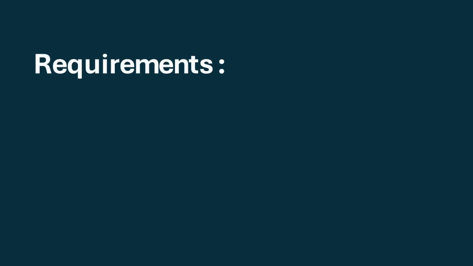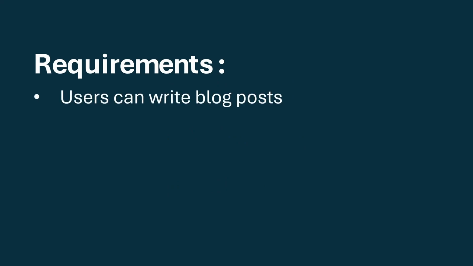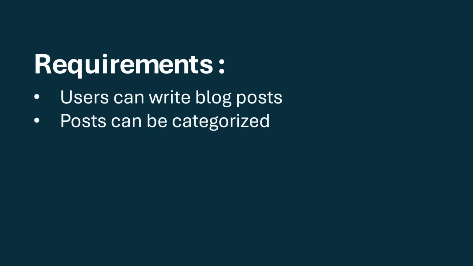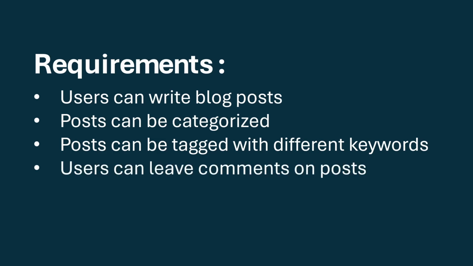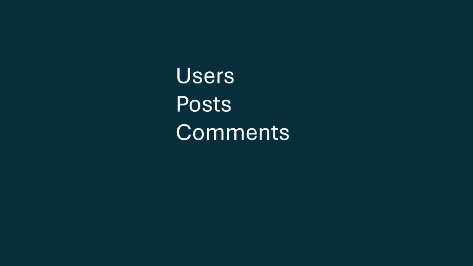So imagine we want to create an online platform where users can write blog posts, categorize them, and tag them with different keywords. Other users can also leave comments on these posts. So right off the bat, we know we need a table for users, a table for posts, a table for comments, a table for categories, and then a table for tags as well.